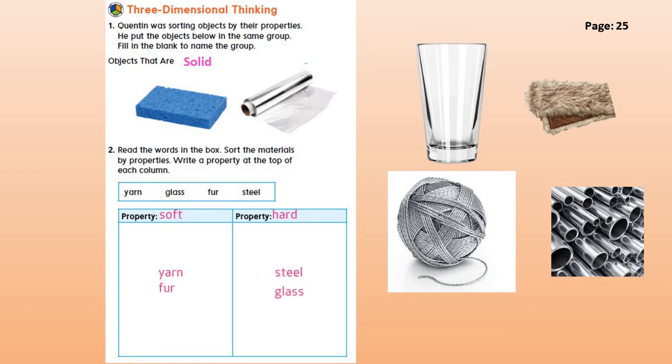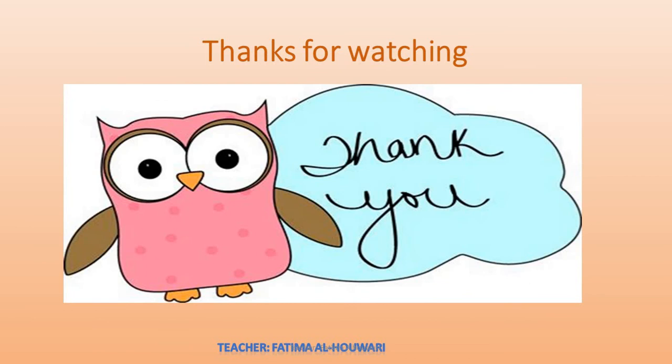So we have two materials are soft and two materials are hard. Yarn and fur are soft. Steel and glass are hard. Interesting. So please grade 2, be sure to write these answers on your book, page number 25. That's enough for today, grade 2.